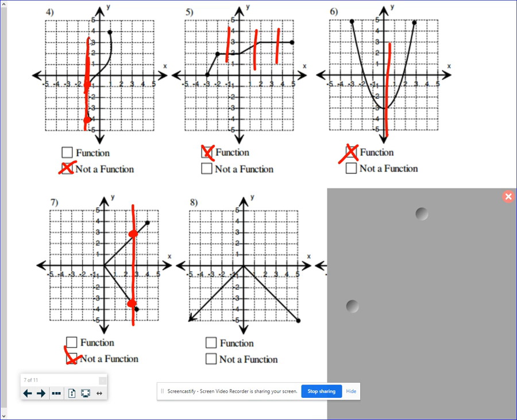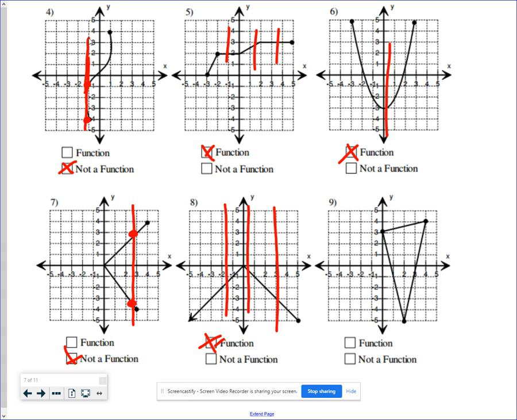For number 8, this is basically the same shape, right? It's another V shape. However, because of the way that it's turned, I only hit one time, no matter where I draw that. So yes, that one is a function. And for my last one, I know it's a triangle. However, if I draw a vertical line, I can hit more than once. That is not a function. It fails the vertical line test.